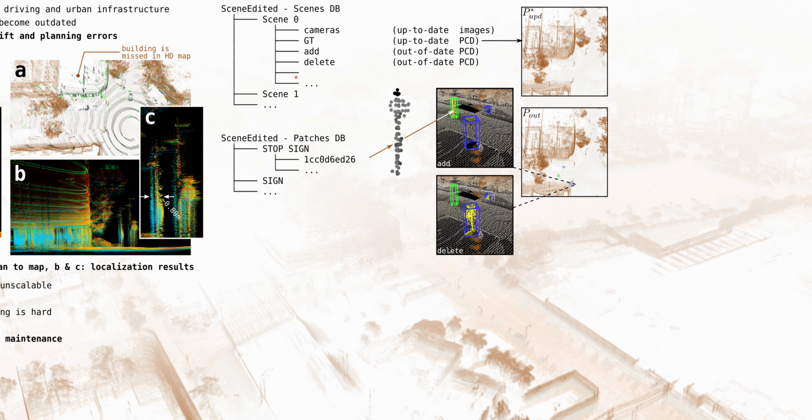We designed two databases storing scenes and patches. For each scene in the scene database, we have one ground truth up-to-date point cloud map and many outdated versions waiting for update. The other database is the patch database. We store many roadside infrastructure point clouds that have been cleaned manually. Each object is stored under its category. Some categories are sign, stop sign, and bollard.